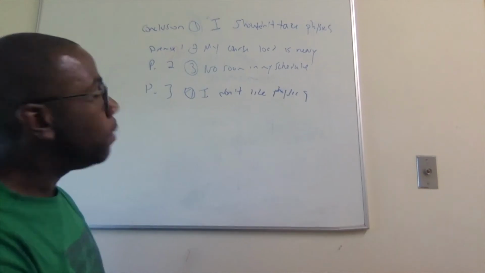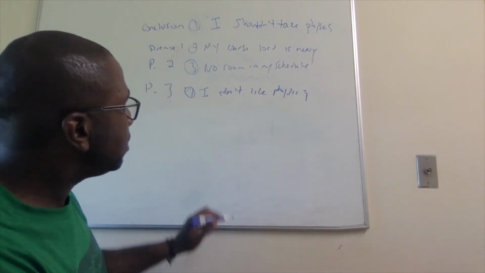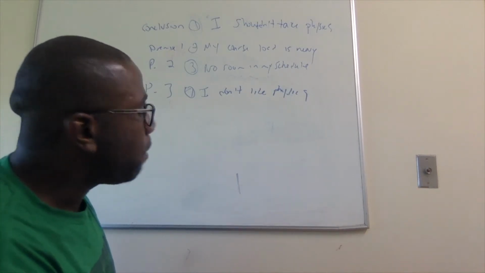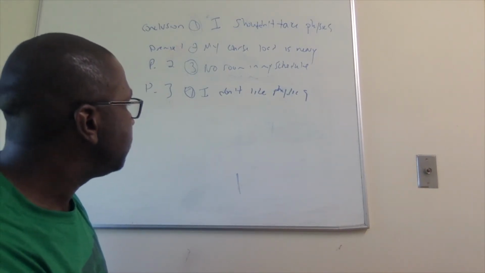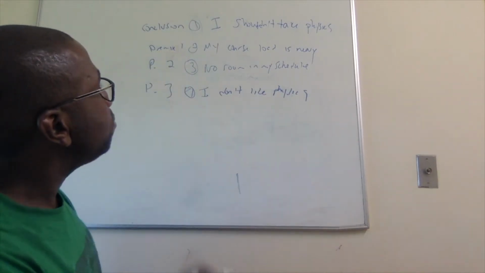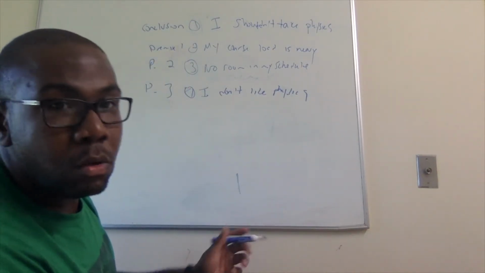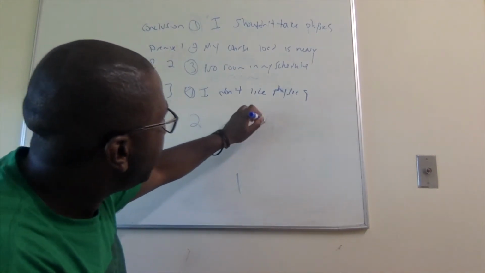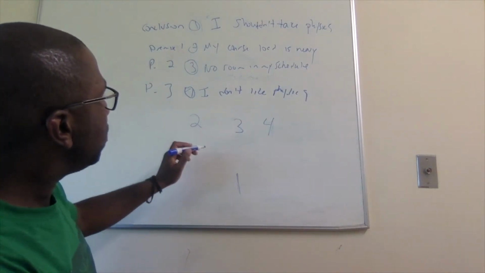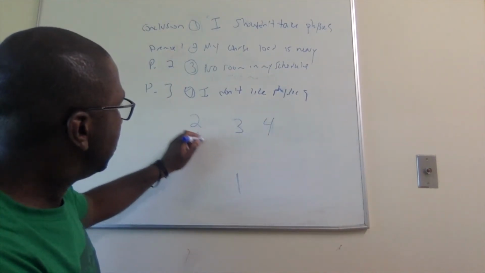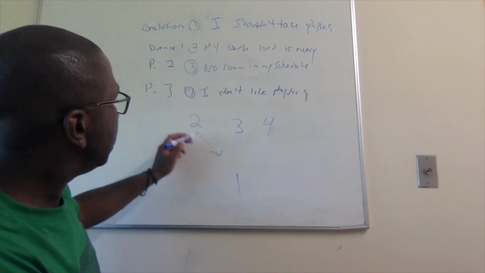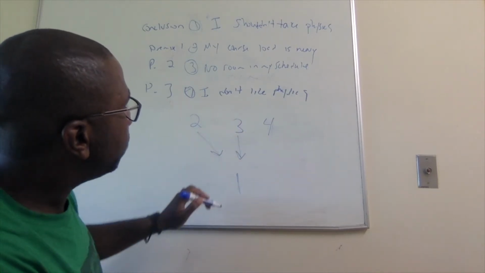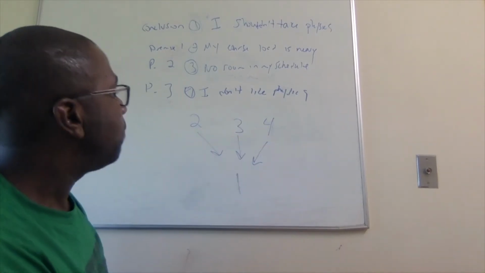And how would you diagram it? Well, the way you would diagram it is you will place the number that represents your conclusion statement at the bottom. And because these premises are independent premises, you will diagram them as so. 2, 3, 4. And then you will draw 3 arrows. One pointing from 2 to 1, one pointing from 3 to 1, and one pointing from 4 to 1.